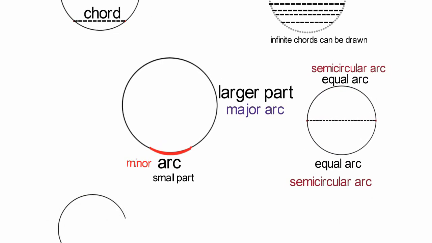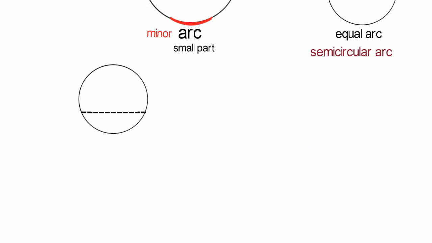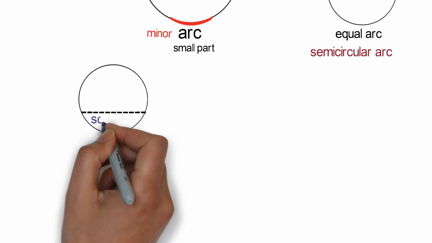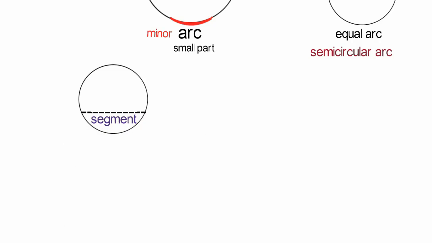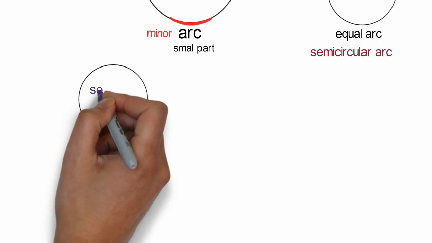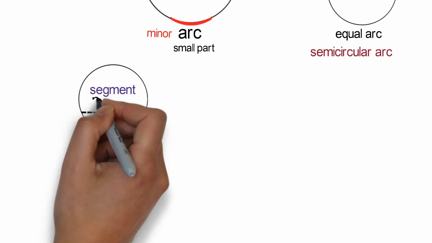Let us move to the next. If we draw a chord, then there is a portion between the chord and the arc. This is called a segment. This is the smaller one, so it is called the minor segment. This is also a segment. This is the major segment.